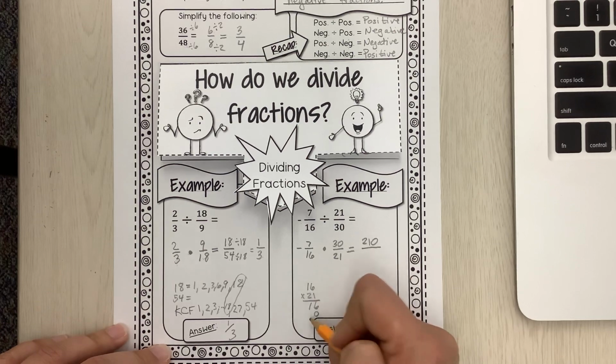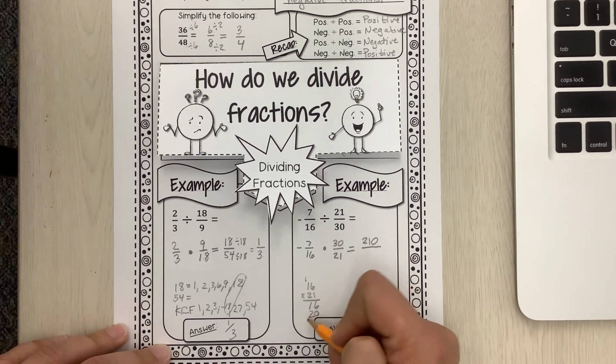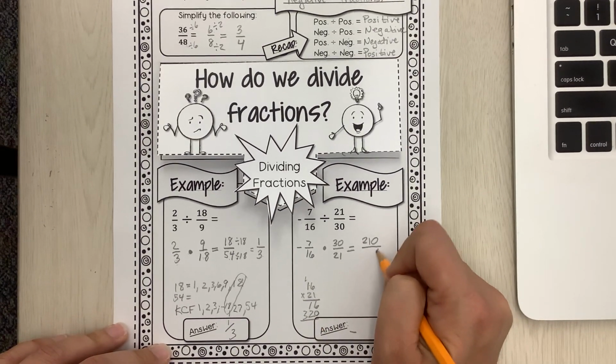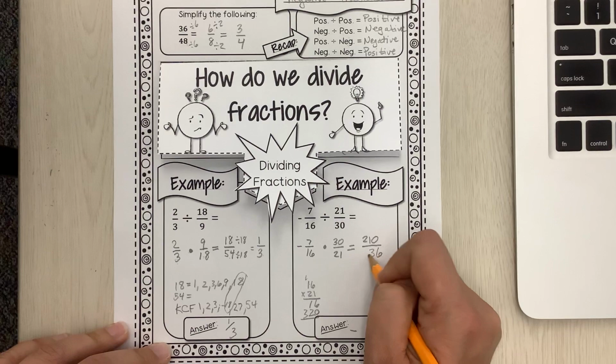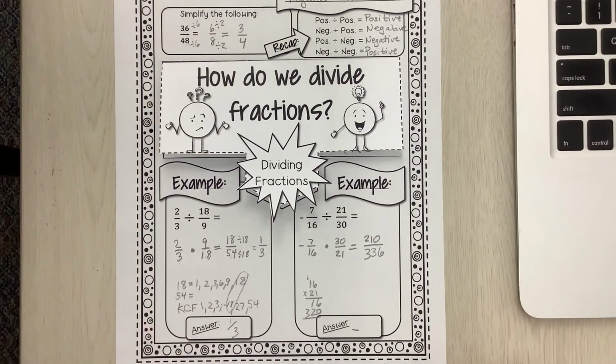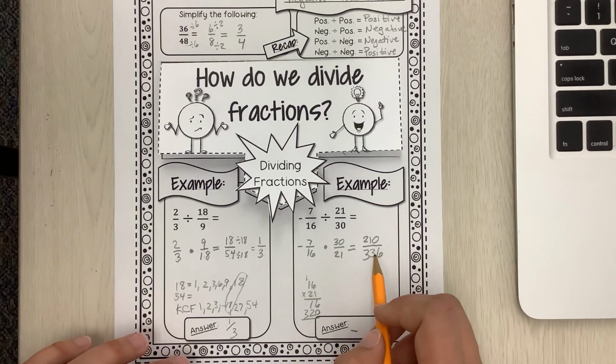2 times 6 is 12. Put a 2, carry the 1. 2 times 1 is 2. Plus 1 is 3. We add it together and we get 6, 3, and 3. So 336. Okay, again, you're trying to find the largest number that you can divide both of these by.